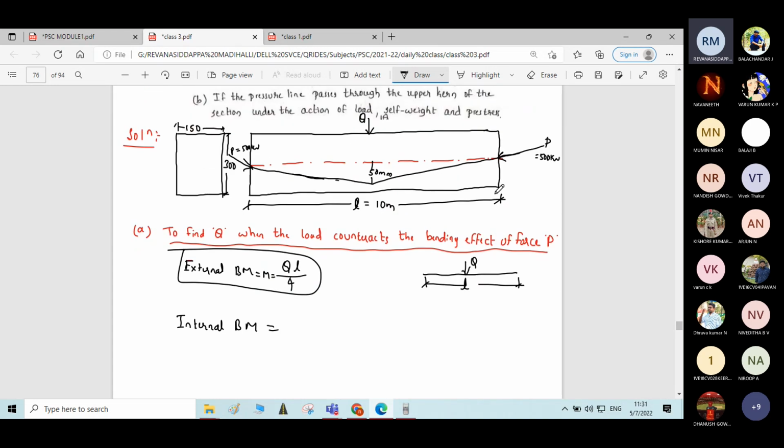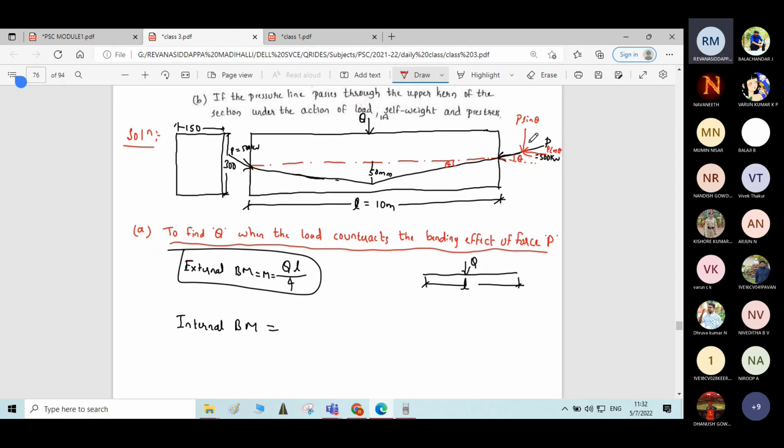So what you do is you write components of this pre-stressing force P, horizontal component and the vertical component. Let me assume this angle as theta. Vertical component will be P sin theta. Horizontal component will be P cos theta. So here angle will be same only. Equal and opposite angle. Theta will be the angle here also.